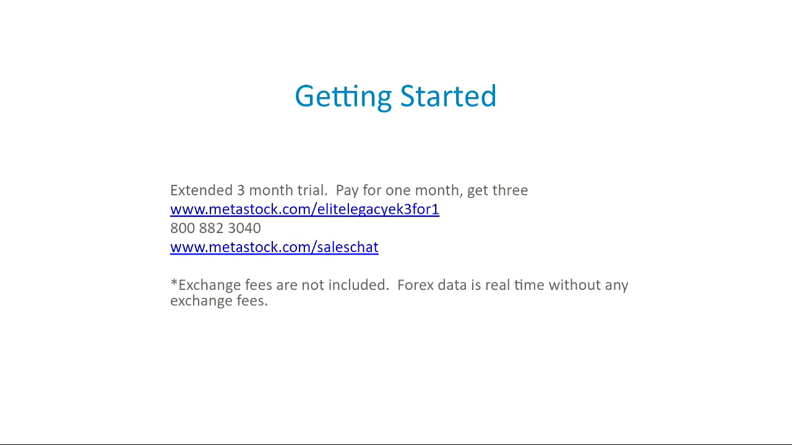So what we're doing as an offer today is very simple. If you pay for a month, we're going to give you 3 months. So if you pay $150 and you get the real-time markets, you'll get 3 months for that cost. You will still pay that exchange fee every month. If you do the FX package, you'll pay $99 and get access for 3 months. To sign up, go online to metastock.com/elite legacy, EK3 for 1.